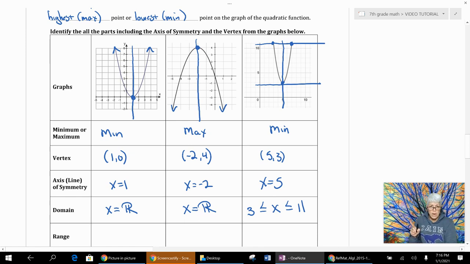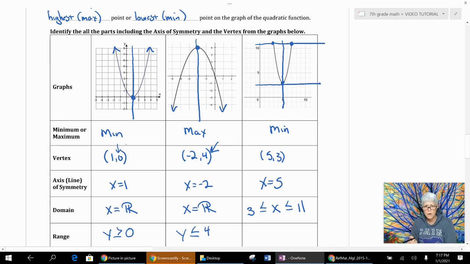All right, the range is the y's. So on the first one, it's everything above. So y is greater than or equal to 0. And you can look at the vertex. There's that 0 right there. The next one, it's below. So y is less than or equal to that vertex value. Less than or equal to what? The 4, which again, if you look right here at the vertex, there's the same value.